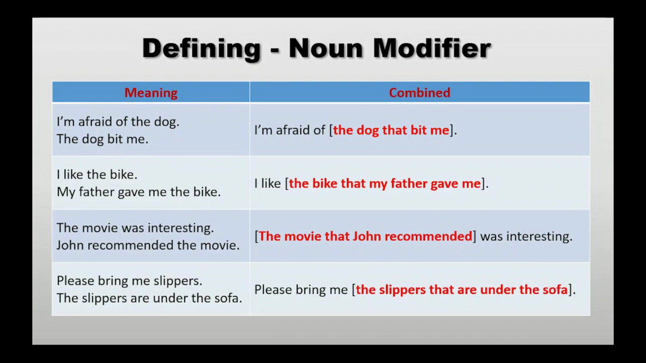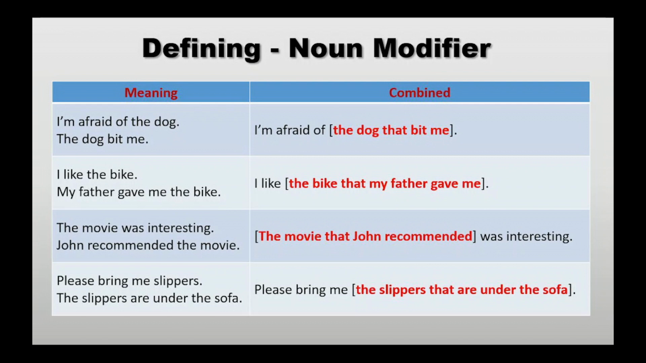Finally, please bring me the slippers. The slippers are under the sofa. Together, please bring me the slippers that are under the sofa. Once again, please bring me the slippers that are under the sofa.